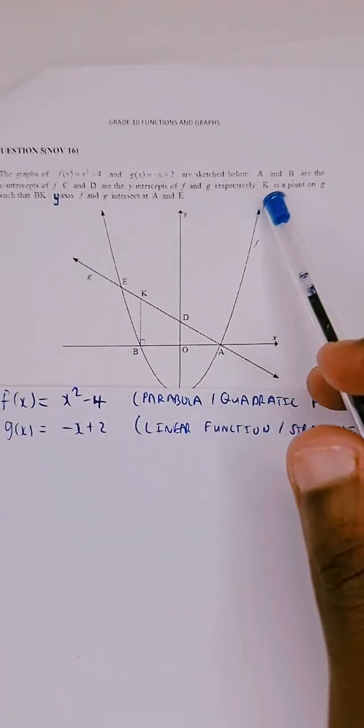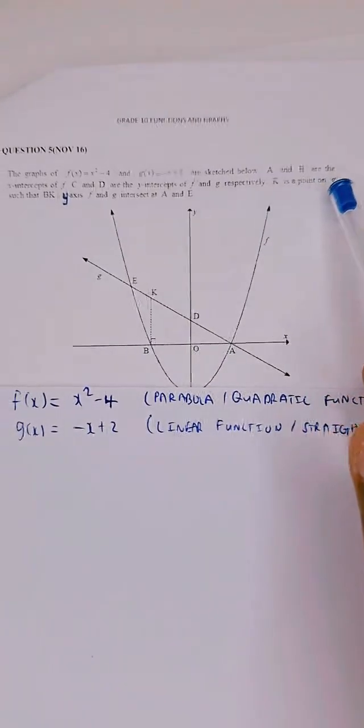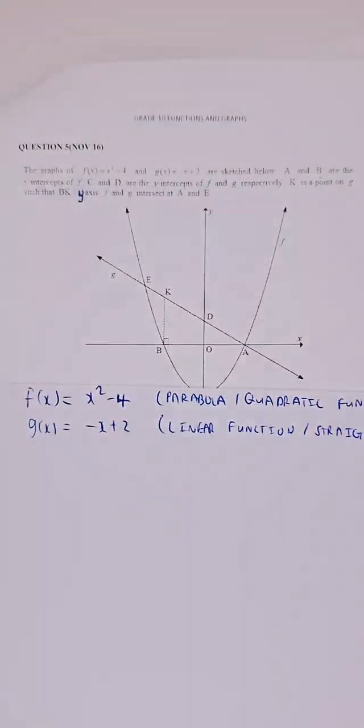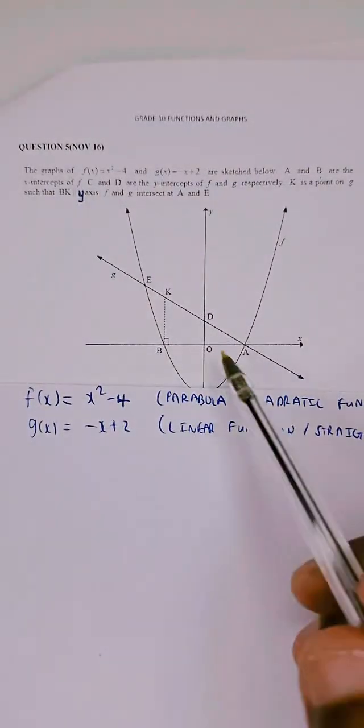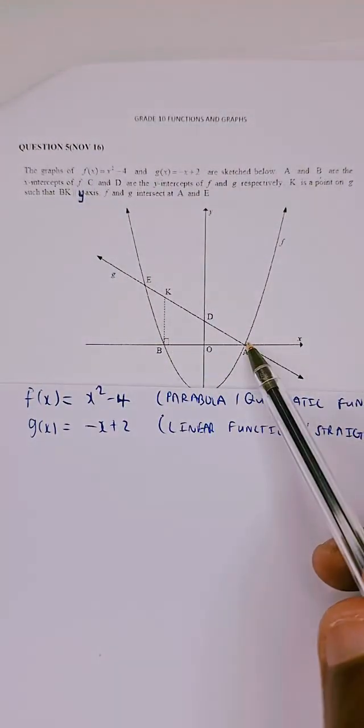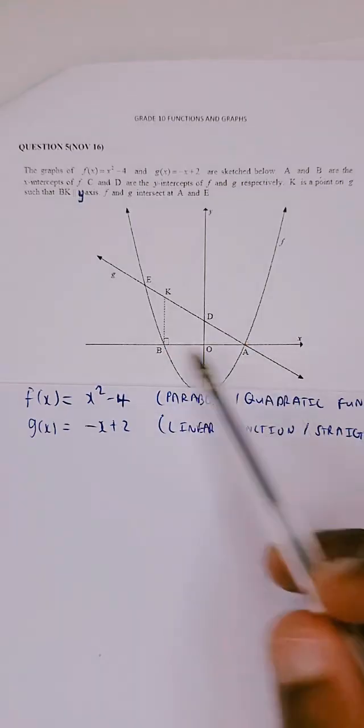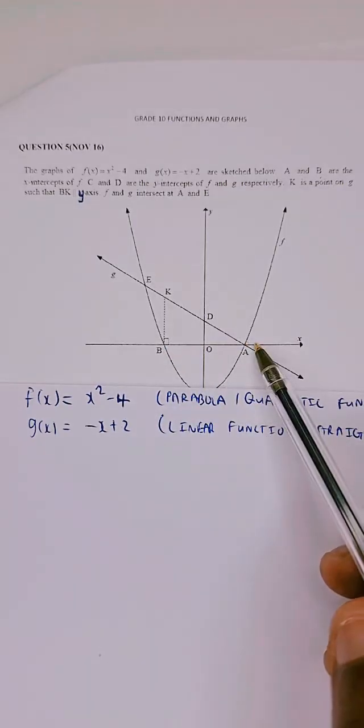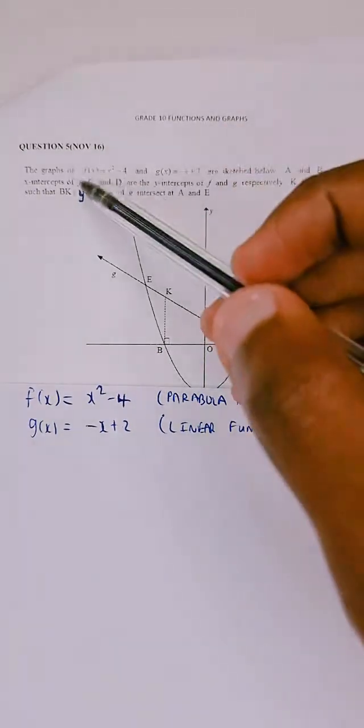Then we are told a and b are the x-intercepts of f. So a and b, we are told, are the x-intercepts of who? Of f, meaning f of x. In other words, meaning the parabola. Very important to note. The graphs of f of x.